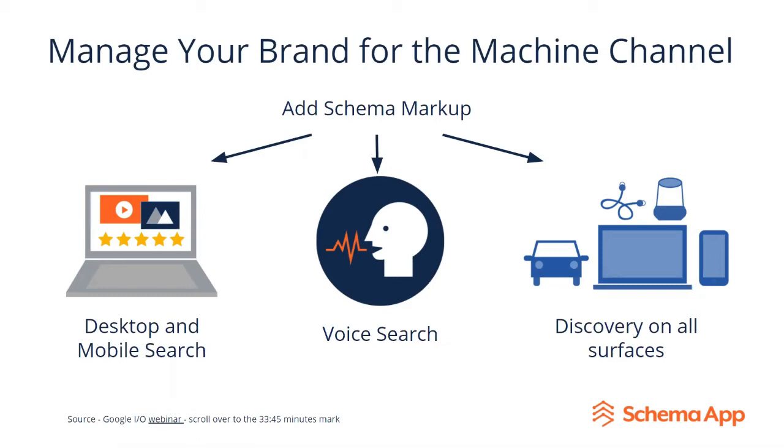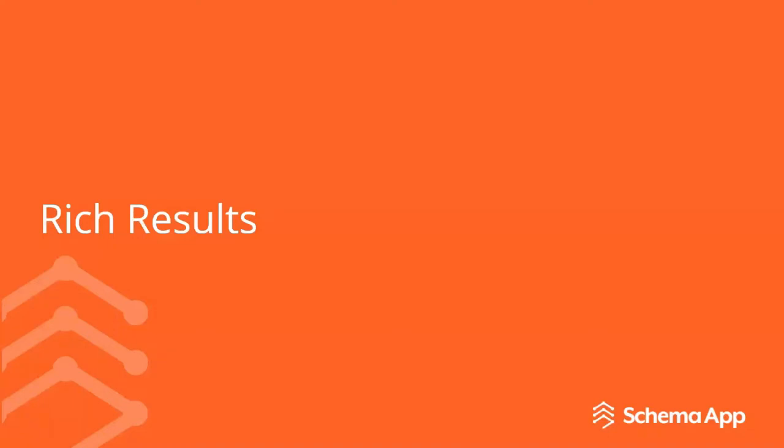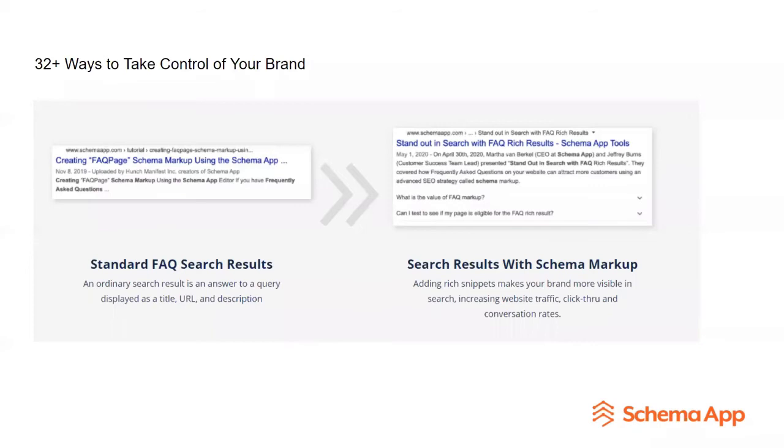So now that you know that schema markup helps you be understood across all these different platforms, let's talk about what it is to actually stand out. And the key here are rich results. So there's 32 plus ways to take control of your brand. That's through rich results. And you can see on the left an example of a plain blue link. And then on the right, you have an example of an FAQ rich result.